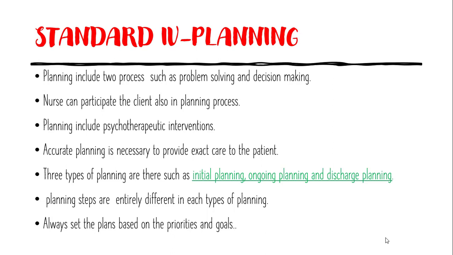Three types of planning are there: initial planning, ongoing planning, and discharge planning. Planning steps are entirely different in each type of planning. Each type means initial planning, ongoing planning, and discharge planning. Always set the plans based on the priorities and goals.